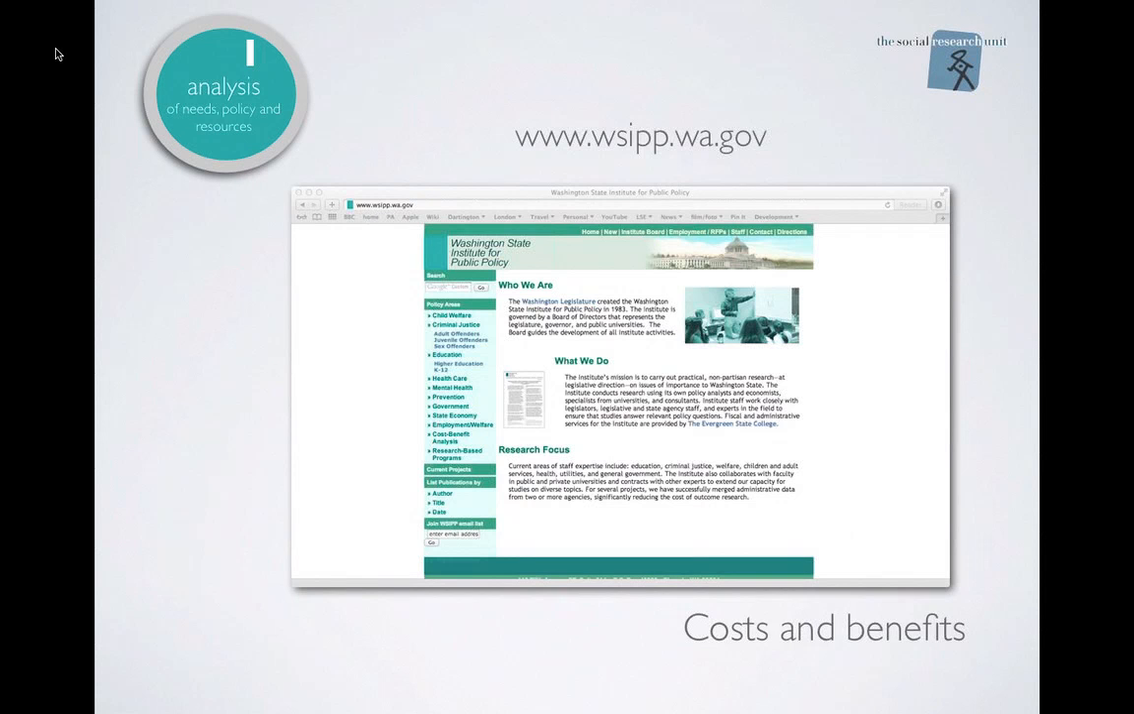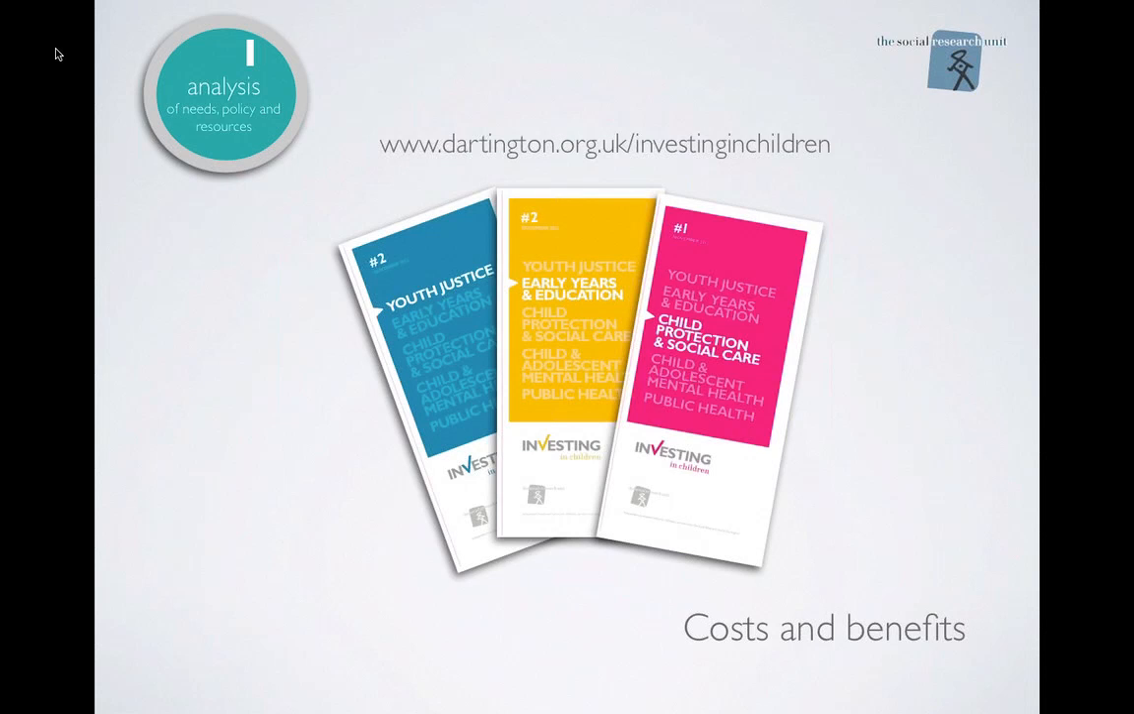One of the most rigorous methodologies for cost-benefit analysis has been developed by the Washington State Institute for Public Policy. It's cautious in its estimates of savings. It has applied the same modelling approach across a range of policy areas, which means that policymakers can compare the results of different programs in different areas. And it has been used to inform real policy decisions made by Washington State. We're in the process of applying this model to the UK in a project called Investing in Children, and one of the areas that we've looked at is youth justice.